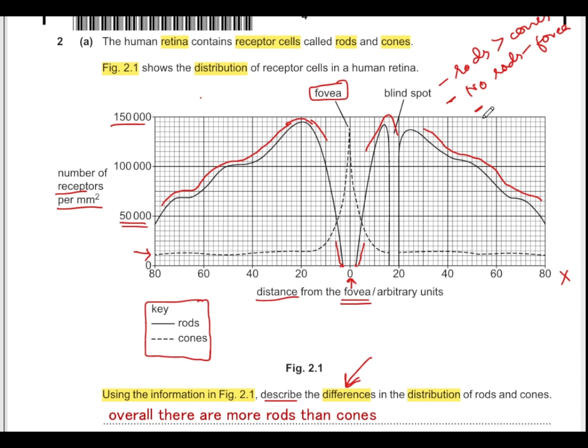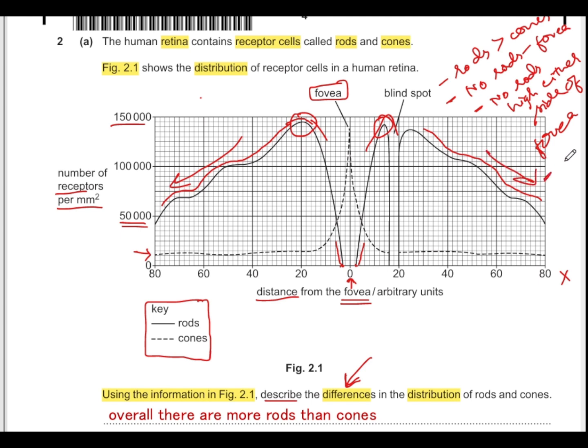Third, on either side of the fovea, the number of rods is highest around the fovea. So you can write that the number of rods is very high on either side of the fovea. What else? As we move away from the fovea, the number of rods goes on decreasing. That is also another point that you can write.